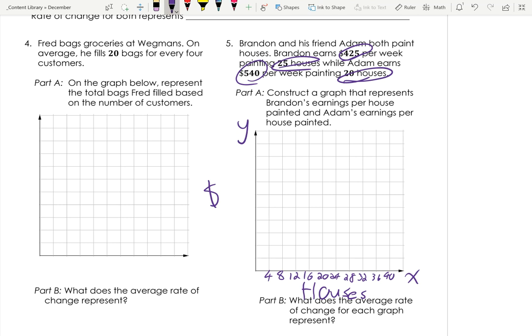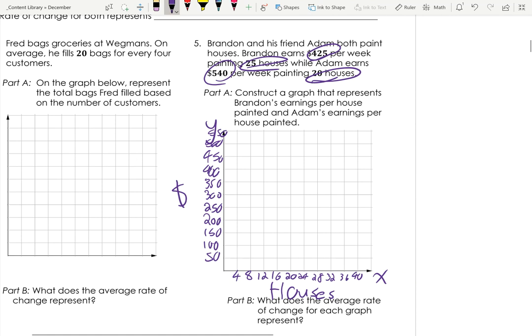So can I make it by 50? 50, 100, 200, 300, 400, 500. Yeah, I can go by 50. It would barely work, but it would work. 50, 100, 150, 200, 250, 300, 350, 400, 450, 500, and then at the very top, 550.